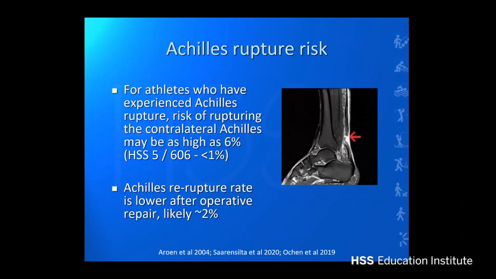If you rupture one side, the question is, well, am I at risk for injuring the other side? And the answer is, yeah, but not very high. It's been reported as high as 6%. In our series, it was less than 1%. So, basically, if you rupture your Achilles, there's a 99% or so chance you don't rupture the other side. And once you fix it, the risk is very low as well.